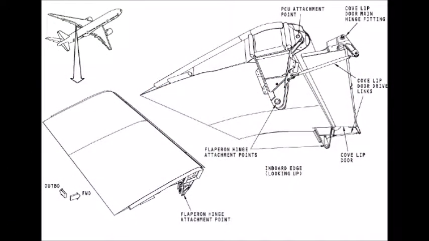Flaperon surfaces. The purpose of flaperon surfaces. The flaperons have a dual purpose on the 777 airplane. First, flaperons supply roll control of the airplane, assisted by the ailerons and the flight spoilers. Second, flaperons move down to help the high lift system during takeoff, approach and landing.